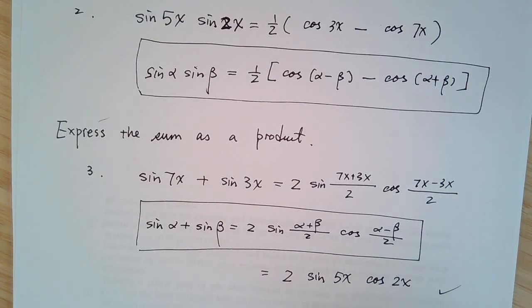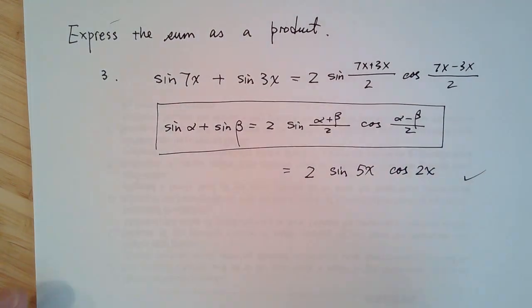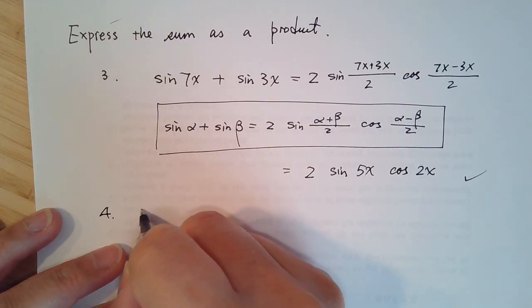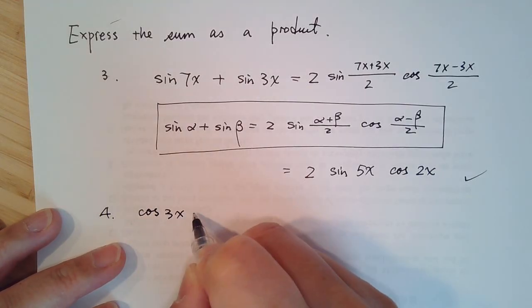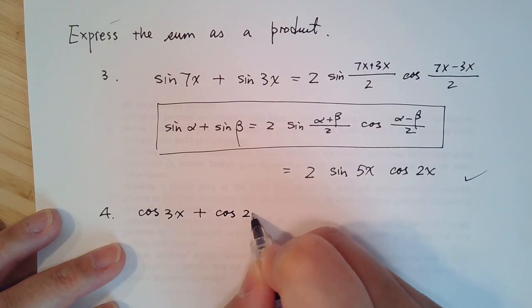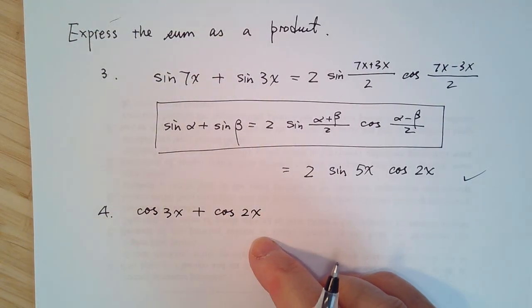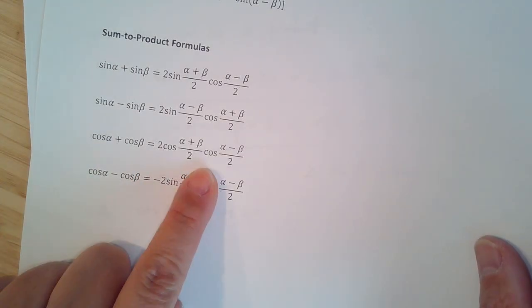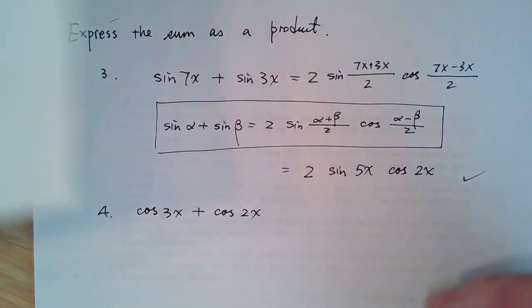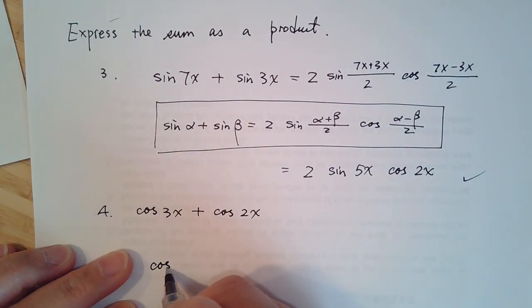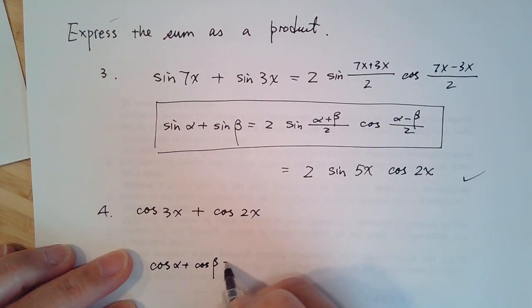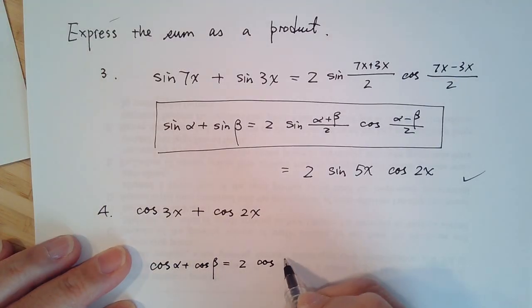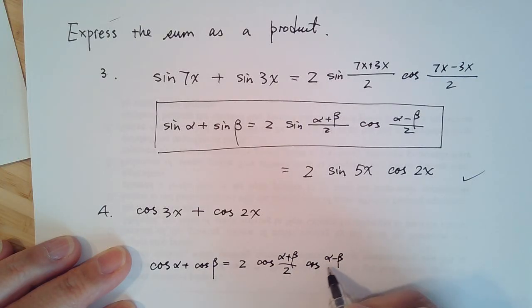Okay, so you change that from sum to product. I think we only need to do maybe one more. This is not really hard. It's fairly simple. So cosine 3x plus cosine 2x, cosine plus cosine. You get a 2 cosine; the cosine sum has a different half. So let me just write here: cosine alpha plus cosine beta equals twice of cosine alpha plus beta over 2, cosine alpha minus beta over 2.